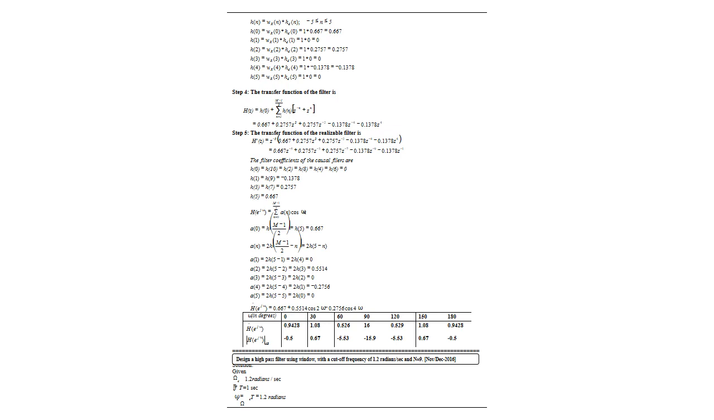Next problem is: design a high pass filter using the window with a cutoff frequency of 1.2 radians per second and n is equal to 9. So the given values are omega c is 1.2 radians per second, and T is 1 second. So omega c is 1.2 radians. First we have to write down the given data values in this question.